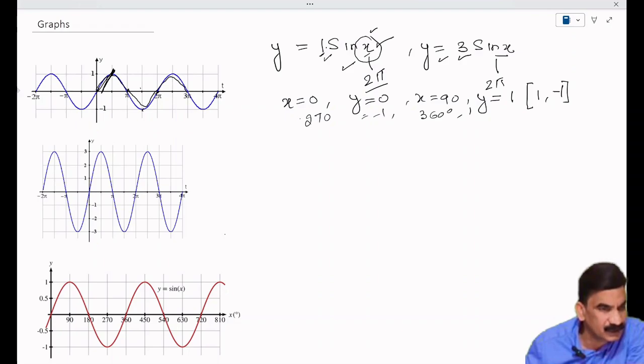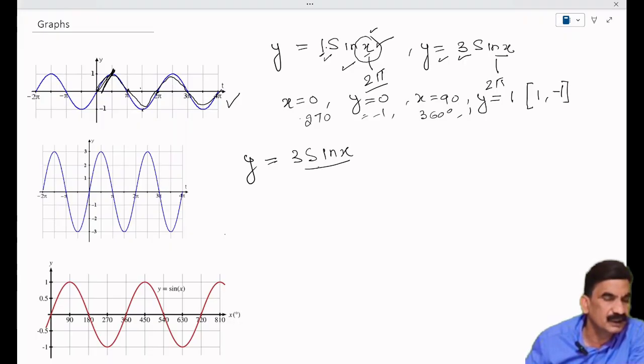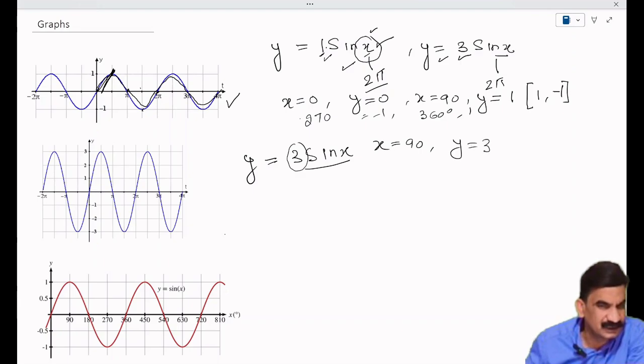If you understand this particular logic, you can draw any graph that you want to. I have used similar logic in drawing the graph y is equal to 3 times sine x. Nothing has changed. No change in period. The only thing which has changed is the amplitude. The graph is simply 3 times bigger, this wave. So, for example, now if x is equal to 90, y is not 1, y is equal to 3.